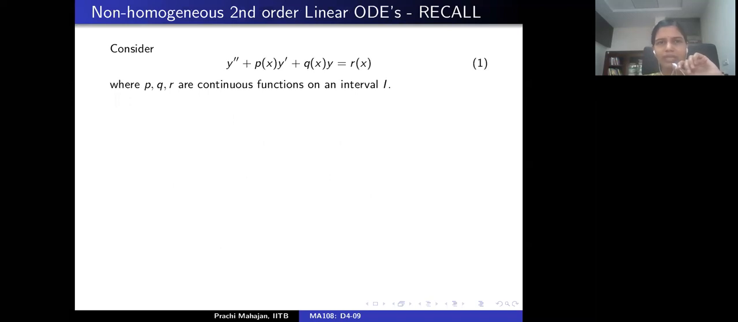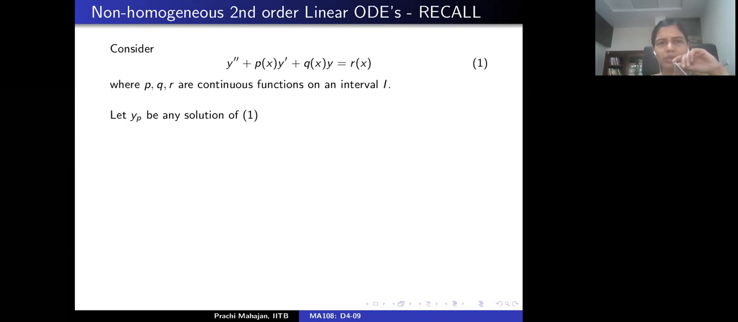So, we would now look at non-homogeneous nth order differential equations. And let's quickly recall what we did for the non-homogeneous second order differential equation. If you had a non-homogeneous differential equation as illustrated in 1, in standard format, this is a non-homogeneous second order linear differential equation with the coefficients p, q, r assumed to be continuous on some interval I on the real line, right?